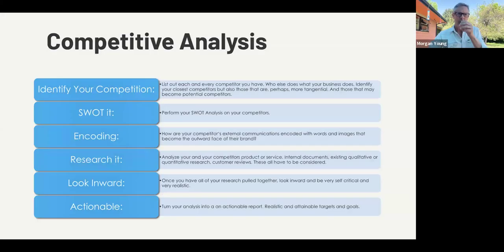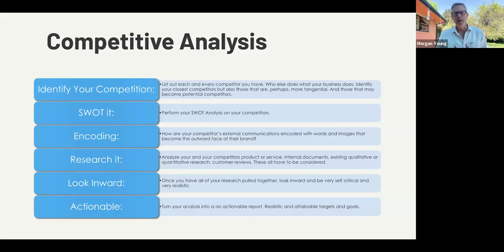So let me wrap it all up. You have your competitive analysis. You need to identify your competition. You need to SWOT it out. You need to consider encoding from our last lecture. How are your competitors' external communications encoded with words and images that become the outward face of their brand? How is yours done as well? You need to research it. This is where you're going to build out the actual data. You can look at internal documents. You should be looking at research from places like MRI, Simmons, the Census Bureau when you're building all these out in a real world scenario. And you can actually look at customer reviews for yourself and for your competition.